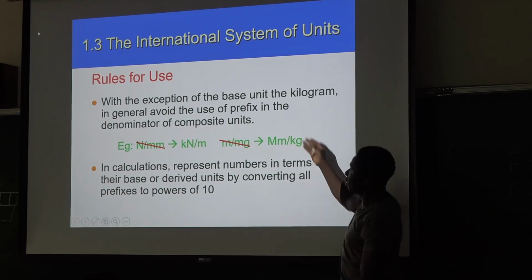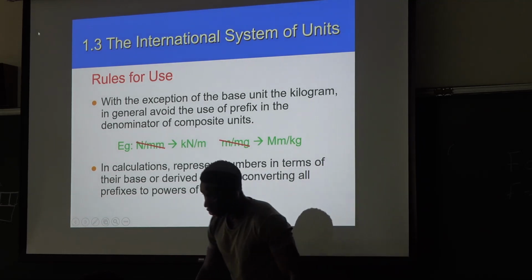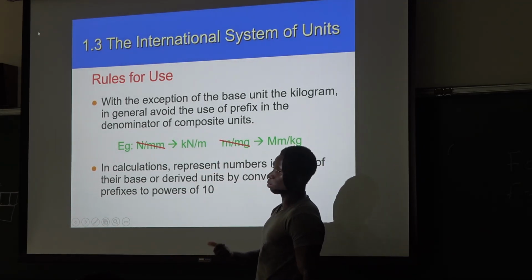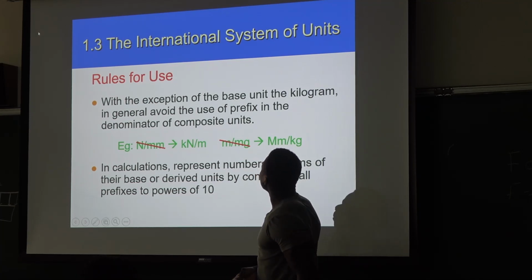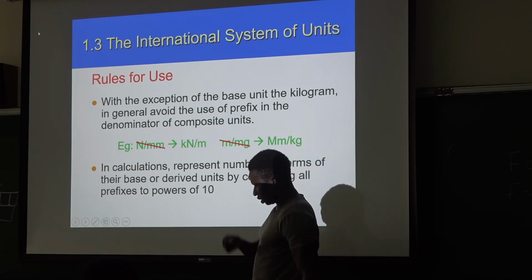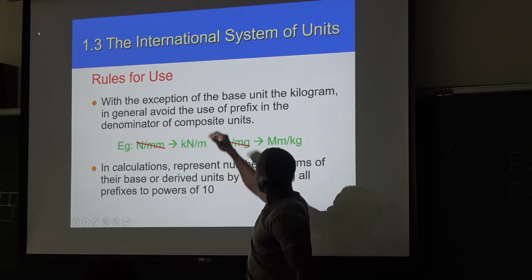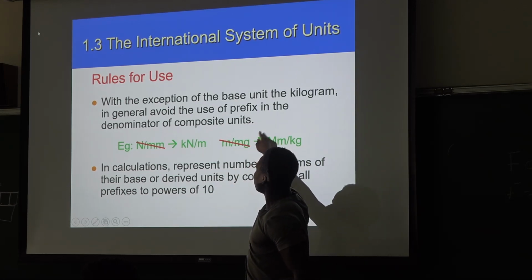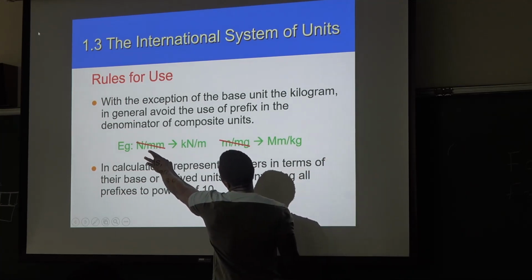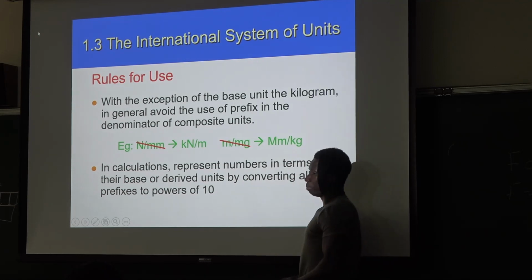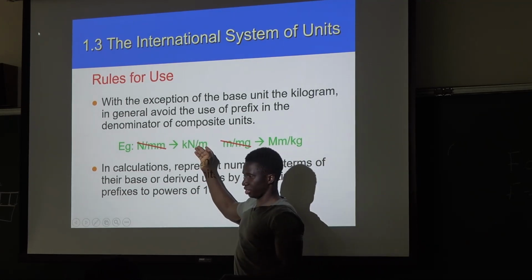Okay, and here we just have some recommendations on how you can appropriately use the units. So it says, with the exception for the base unit, the kilogram, in general avoid the use of prefix. So the prefix is like the prefix in the denominator of a composite unit. For example, we have here Newton per millimeter, but the base unit is meter, not millimeter.